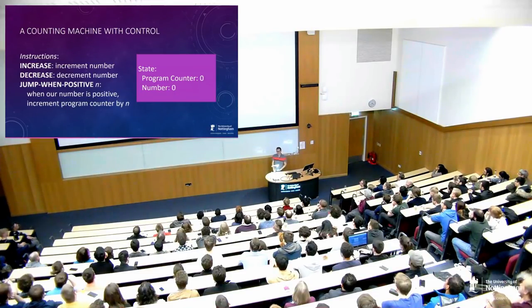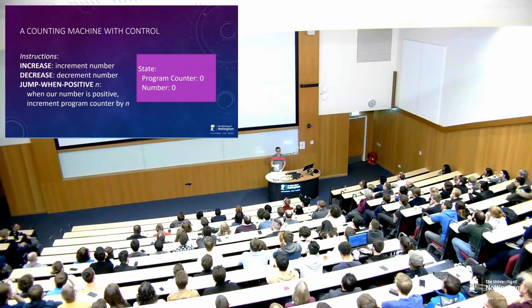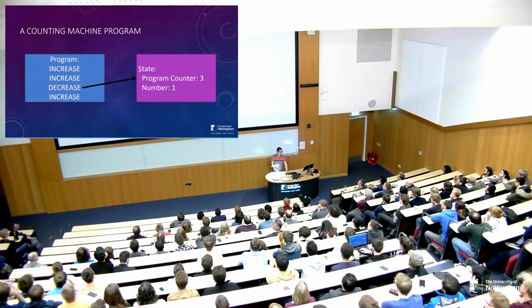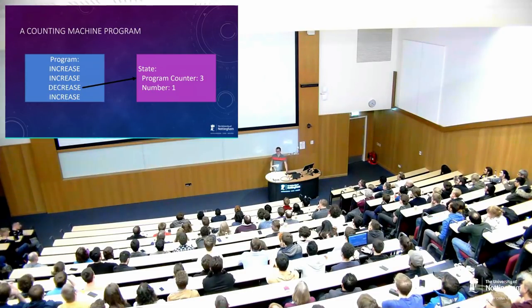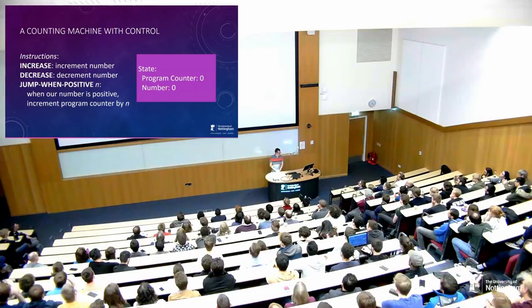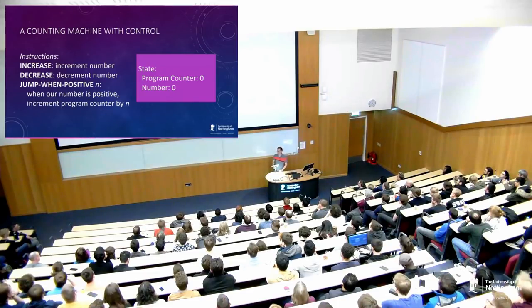So what might be interesting is to add an instruction that itself takes into account this program counter state as a part of the computation itself. If the program counter state is dictating where we are in the program, then it might be nice to affect where we are in the program. So we might add another instruction, jump when positive, which says that if our number itself is positive, then we want to jump forward or backward a certain number of instructions dictated by this number n.